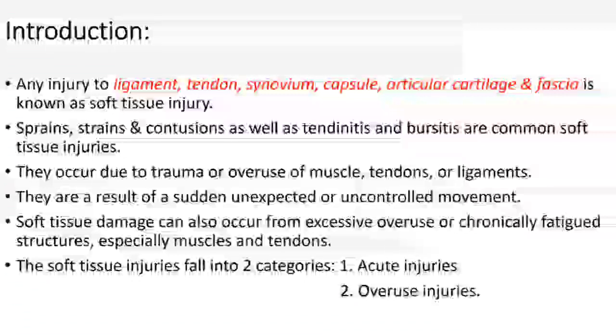They occur due to trauma or overuse of muscle, tendons, or ligaments. They are a result of a sudden, unexpected, or uncontrolled movement. Soft tissue damage can also occur from excessive overuse or chronically fatigued structures, especially muscles and tendons.